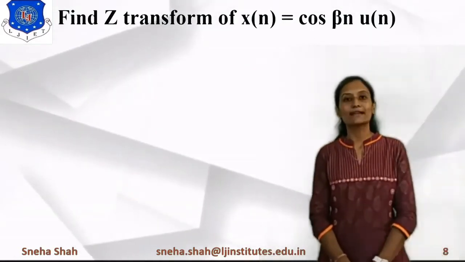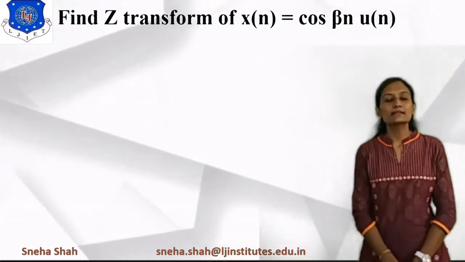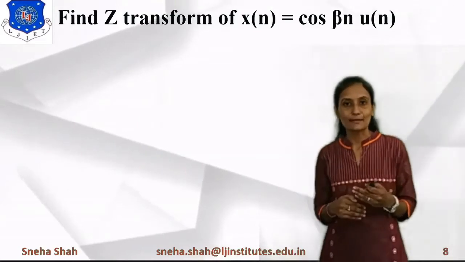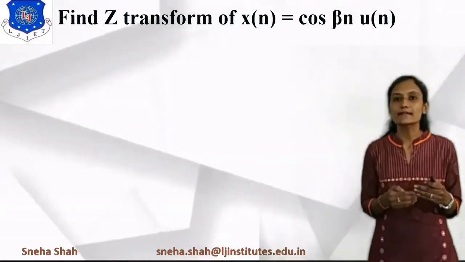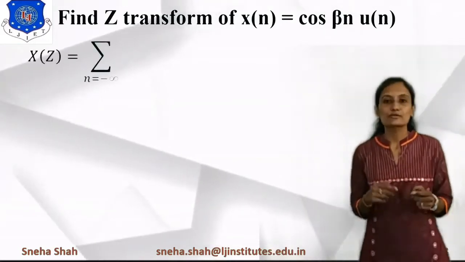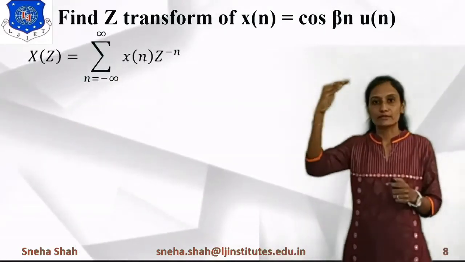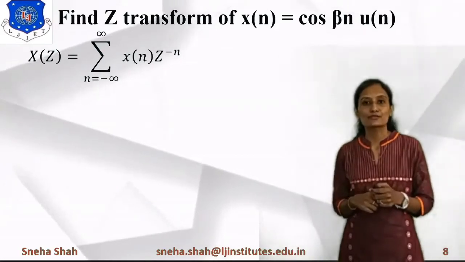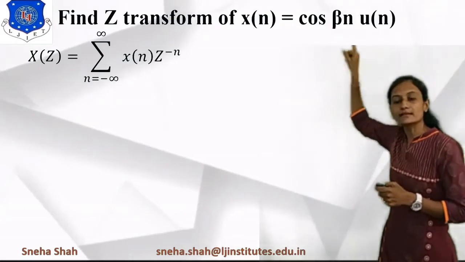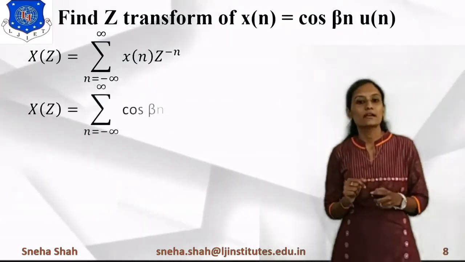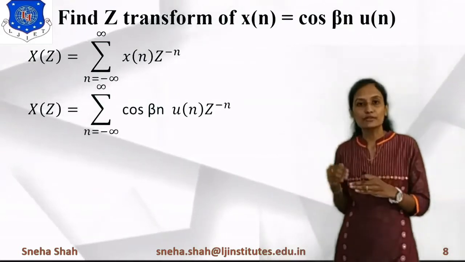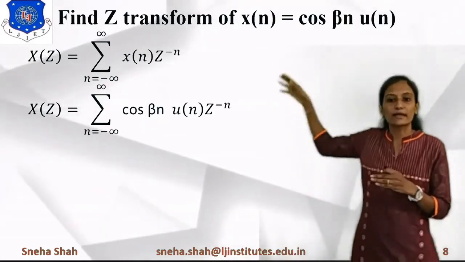Now the next example is, find the z transform of x of n equals cos beta n into u of n. What will be the z transform? As usual, I am starting to solve this example by taking the bilateral z transform equation. So what is the equation? X of z equals summation n equals minus infinity to infinity x of n z raised to minus n. Now in this, instead of x of n, I am taking this formula, that one is cos beta n and u of n. So the next step is summation n equals minus infinity to infinity cos beta n u of n into z raised to minus n.